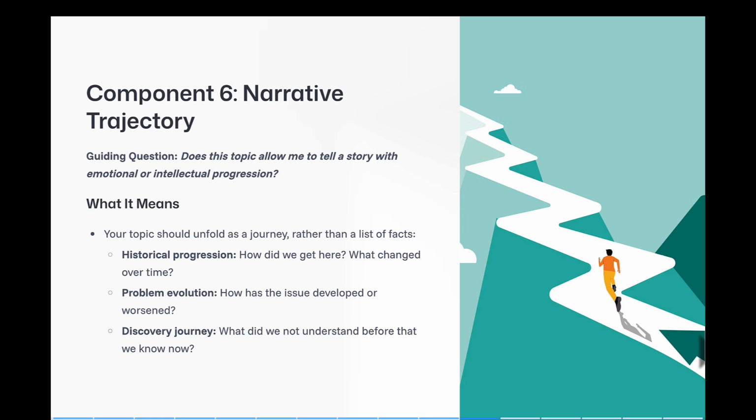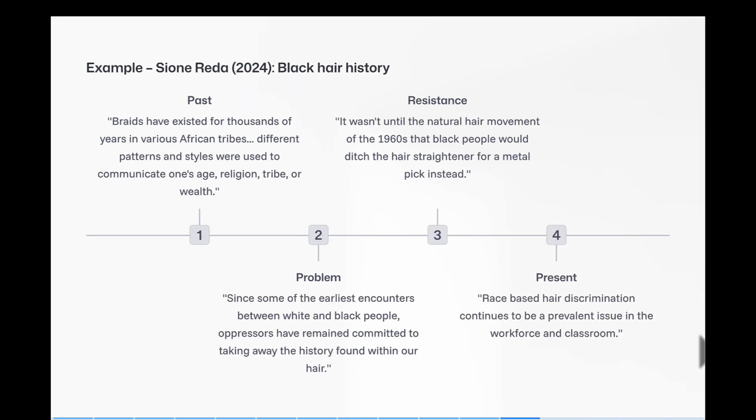And so some types of progressions that we'll see, and we'll look at examples in just a moment, are historical progressions. So like, how did we get here? What changed over time? Where are we going? There could be a problem evolution. So how has this issue developed or worsened? There could be a discovery journey, like what did we not understand before that we now know? But regardless, I think thinking about the narrative trajectory of your speech is really important, and making sure that there is one there. So look at this example.